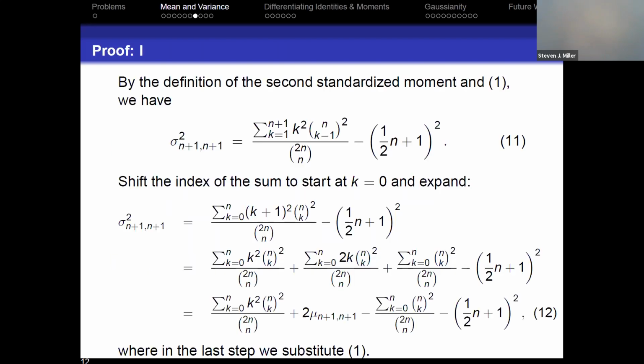So let's see how we would prove this. By the definition of the second moment, there's a couple of different formulas you can use to calculate standard deviations. How many people here have not calculated standard deviations?